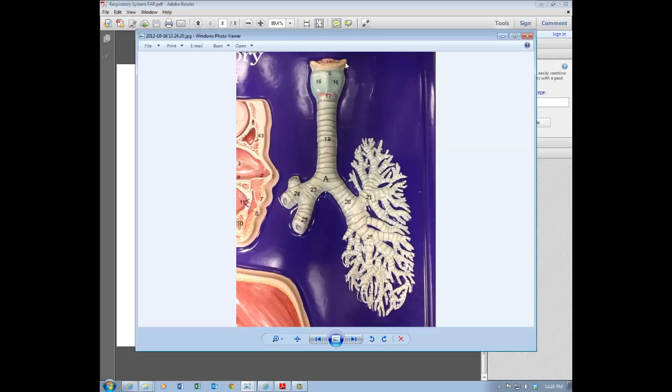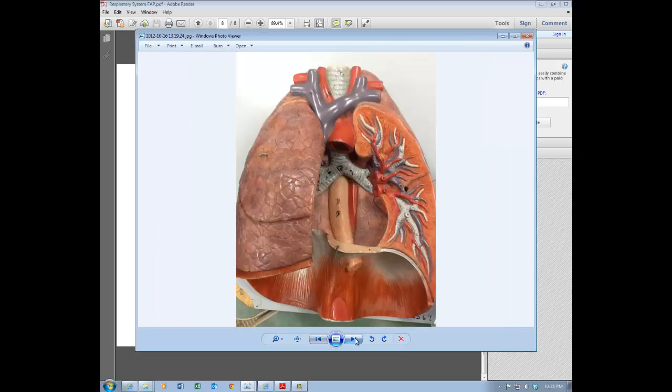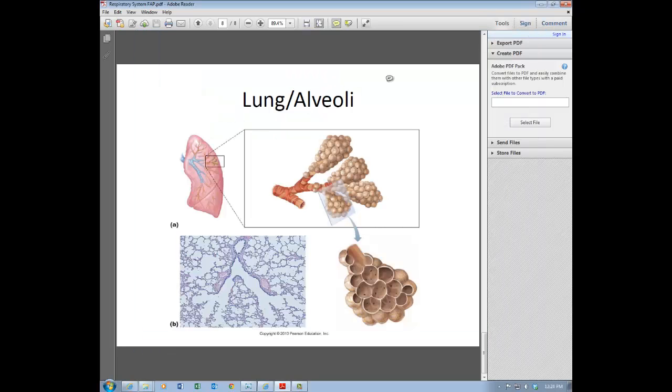We already talked about those structures. So I recommend that you go into the Dropbox folder and quiz yourself and see how well you can identify some of these structures on a pinned model. And that concludes our discussion of the respiratory system.